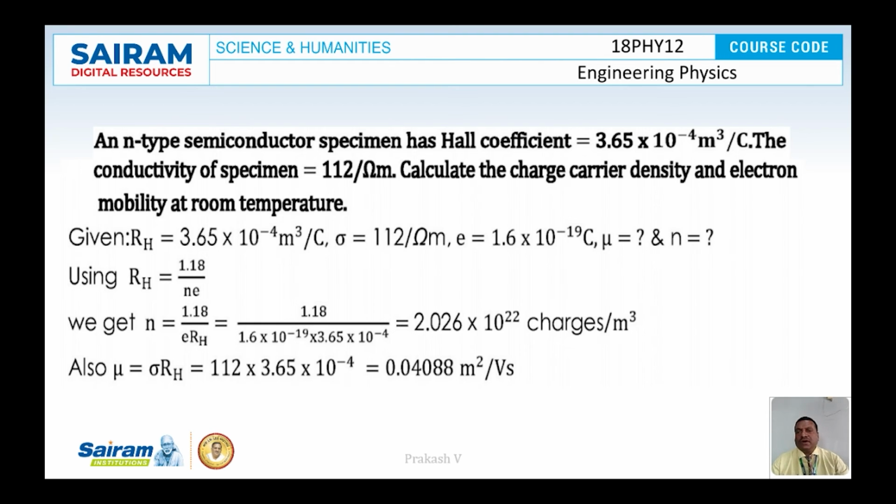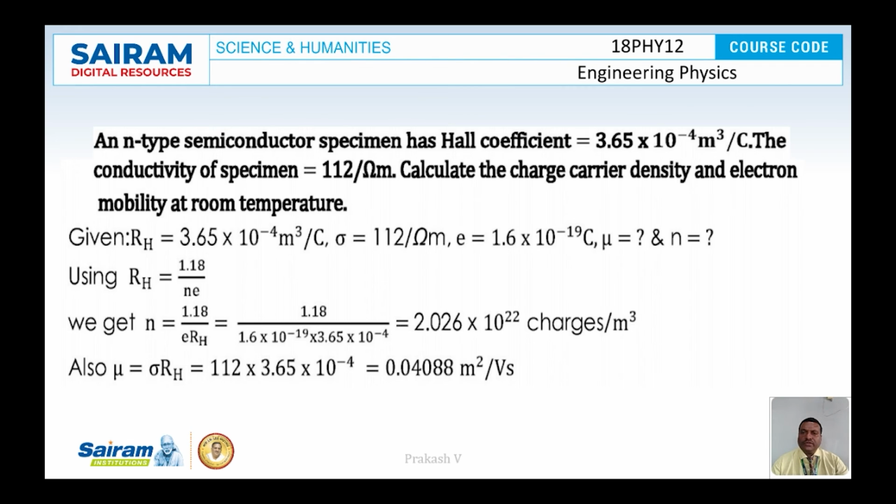So here the value of RH is 3.65 into 10 to the power of minus 4 meter cube per coulomb, and sigma is equal to 112 per ohm meter, and E is equal to 1.6 into 10 to the power of minus 19 coulomb, and we have to calculate what is mu and n. So we know that RH is equal to 1.18 divided by NE. So we get N is equal to 1.18 by E into RH. So on simplification, we are going to get the value of N is equal to 2.026 into 10 to the power of 22 charges per meter cube.